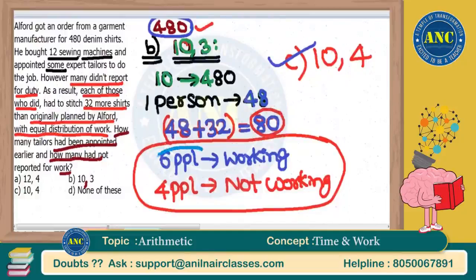It is 6 people. 6 people are working. Out of 10, 6 are working. Remaining 4 should be non-working. This combination of 6, 10 and 4 is nothing but the third option. Answer is the third option. Pallavit got it. I believe that Arvind also got it.